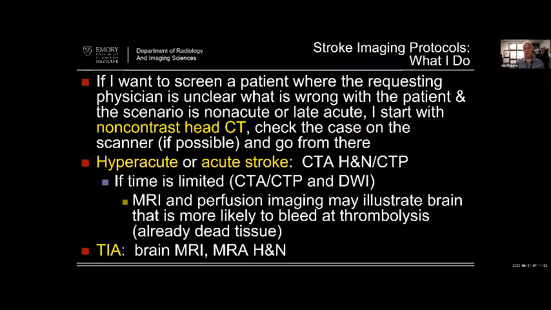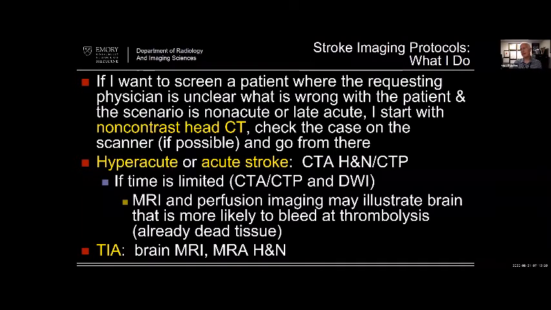For hyperacute or acute stroke, you've got to ask people what they mean when they say hyperacute or acute stroke. For me, hyperacute means in the treatment window. Acute could mean that, depending on who's talking about it. So I like to do CTA, and typically we would do head and neck because etiologies for stroke could be in the neck. And what we do here, if the patient's in the thrombolytic window, in the treatment window, we typically do perfusion as well.